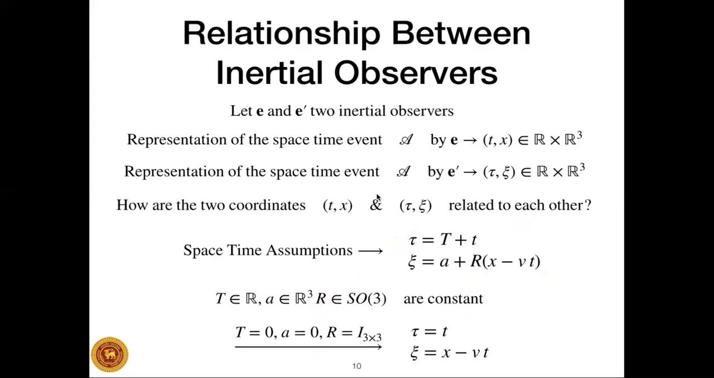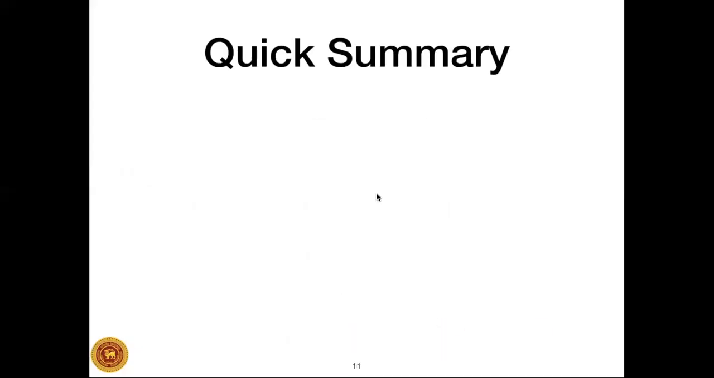So if the two observers synchronize their clocks, choose the origins of the frames to be the same, and choose the orientations of the two frames to be the same, then the two coordinates or two measurement systems should satisfy the given relation.